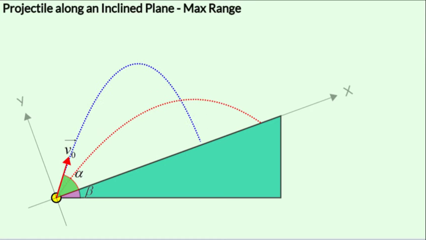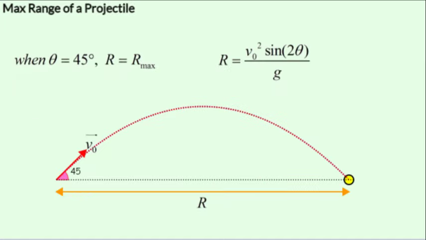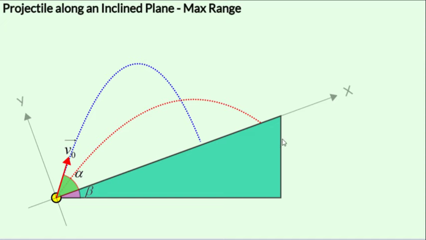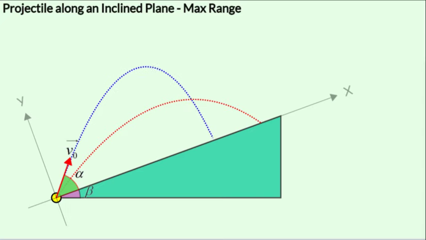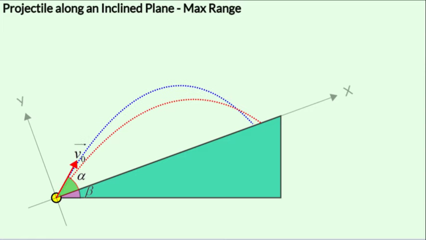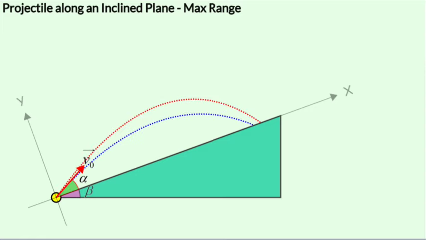So when the projectile is launched from the ground and lands back on the ground, the maximum range occurs when the launch angle is 45 degrees. But when launched from an incline, the angle of the incline also plays a role in the maximum range. In this case, we have considered beta as 20 degrees and therefore alpha works out to 35 degrees. If you are interested in the mathematics of this, the proof can be obtained quite easily, and we'll do that next.